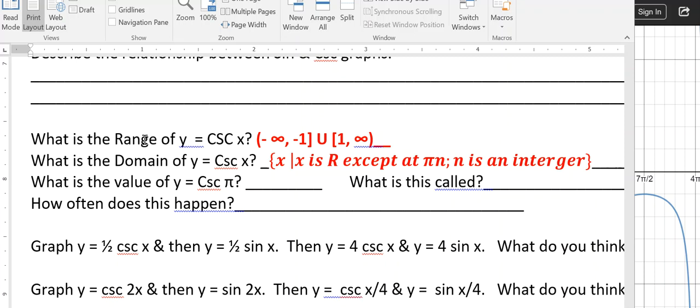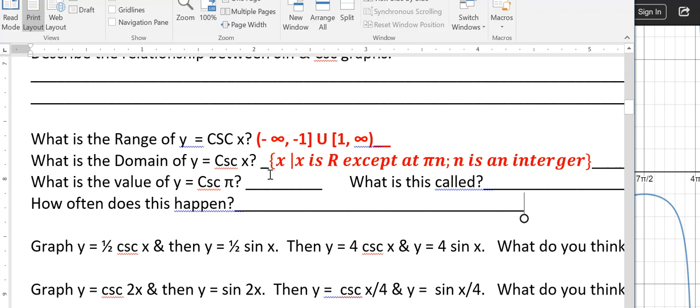So this is how you would describe those things. You would write an interval notation for the range. You would say from negative infinity to -1, and then the union 1 to infinity, with brackets on the 1 and negative 1 because they are inclusive.